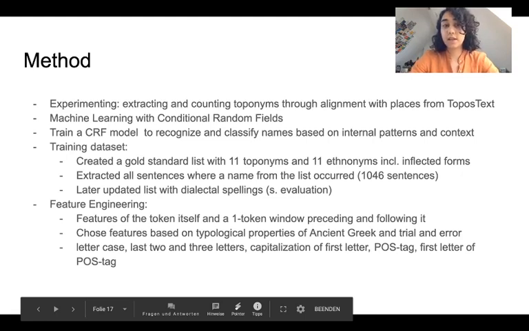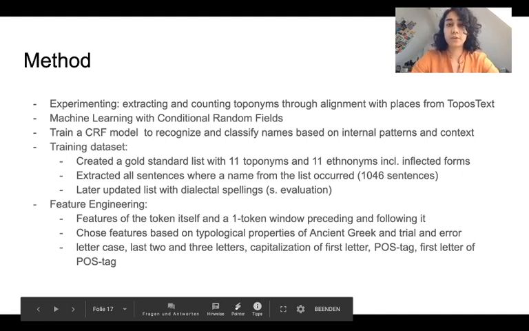We later noticed that our gold standard list was missing dialectal forms, and this caused the model to not be able to recognize a lot of the place names. And then we added the dialectal spellings to the gold standard list and expanded our data set. But I'll get to this point later during the evaluation part of the presentation.